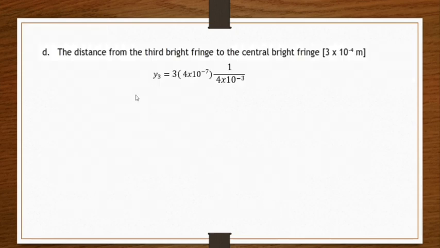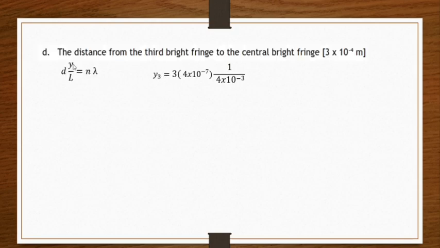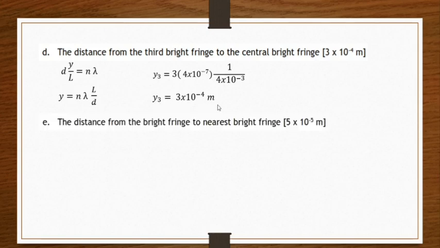And the next question is the distance from the third bright fringe to the central bright fringe. It is y3. The same equation, only that this is for a bright fringe. So you have d y over L equals n lambda. So y is n lambda L over d. So y3 is 3 times 10 to the minus 4 meters.